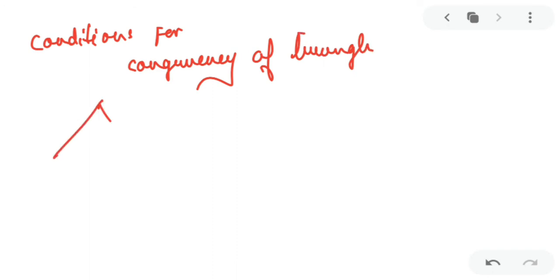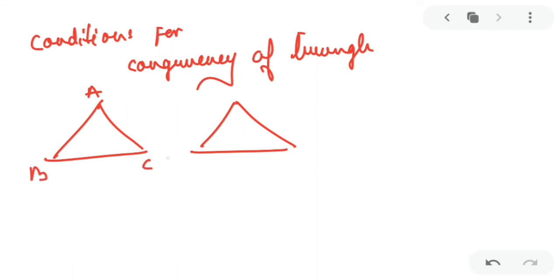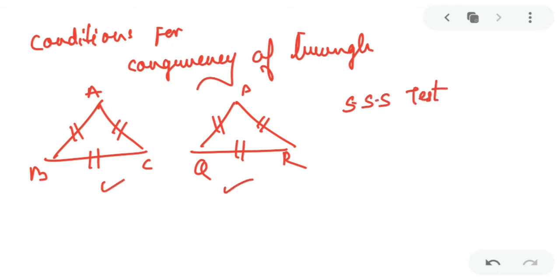My dear kids, if I give you two triangles, this is triangle ABC, this is PQR. If I give you AB is equal to PQ, BC is equal to QR, AC is equal to PR, so this test will be SSS test. So the two triangles will be congruent by triple S test.